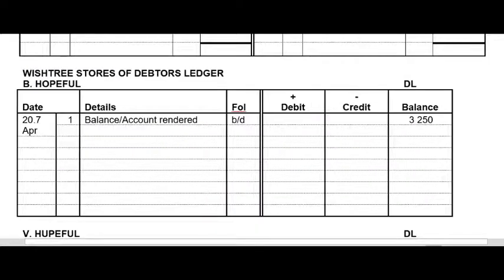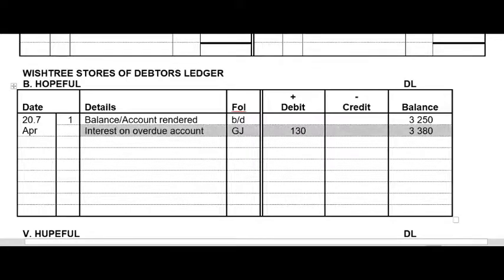Then I quickly want to show you how it will affect Be Hopeful's debtors ledger account. Okay, so the balance given to us is 3,250. Now when we charged interest, we will increase his account by 130. Remember with the general journal transactions, we write the journal narration in the details column. It will go to the debit column because it increases his account. And this value is calculated by adding that 130 to the 3,250.